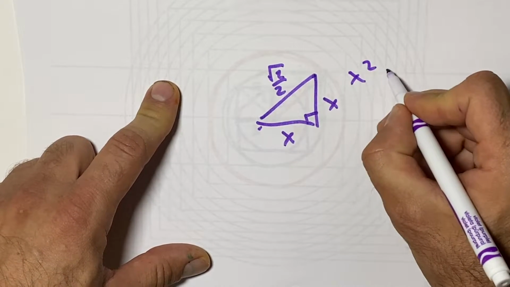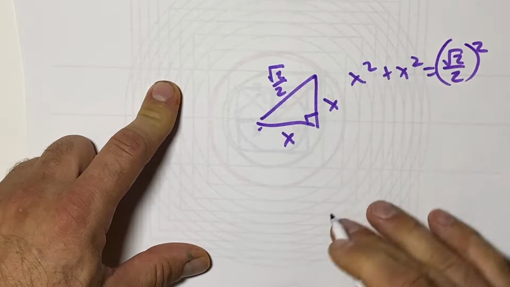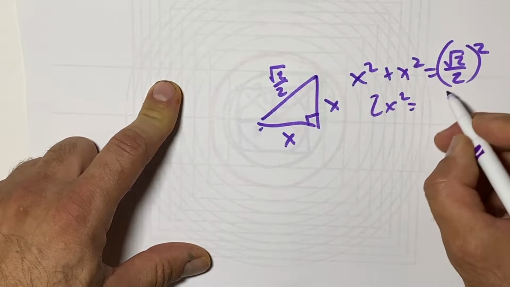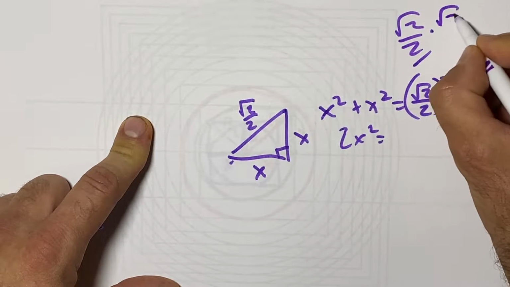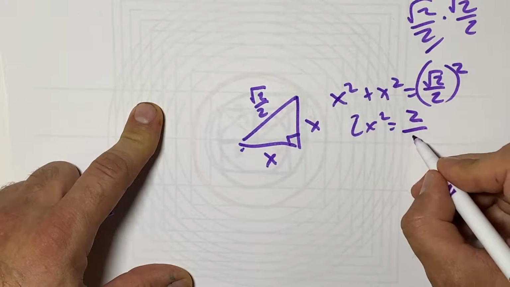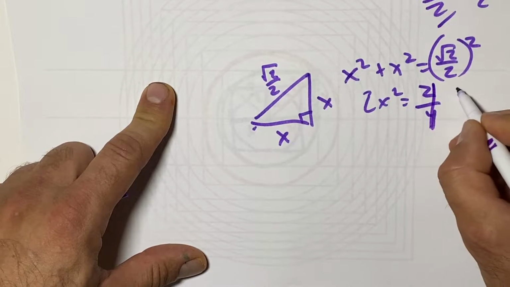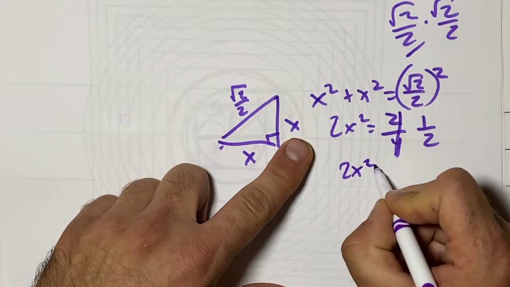So we would do that same Pythagorean theorem. We get once again 2x squared. Radical 2 over 2 squared: radical 2 times radical 2 is normal 2, and 2 times 2 is 4. And we can express that as 1/2. So now we have 2x squared is 1/2.